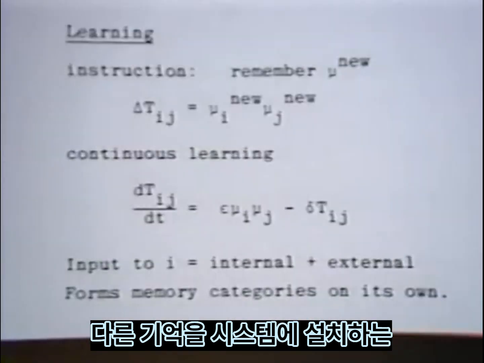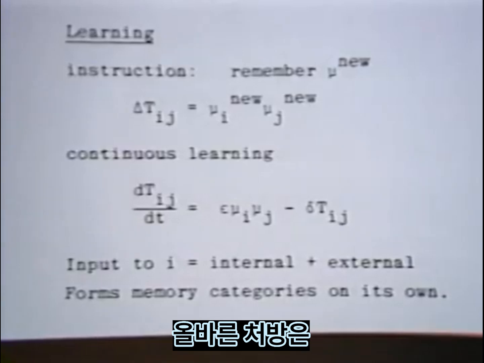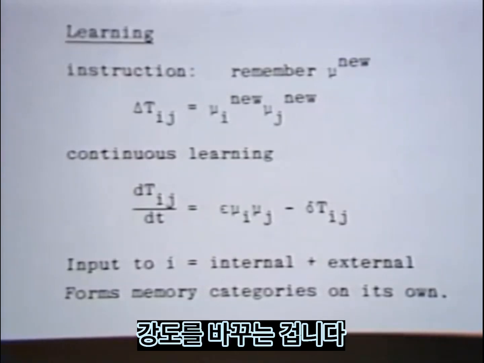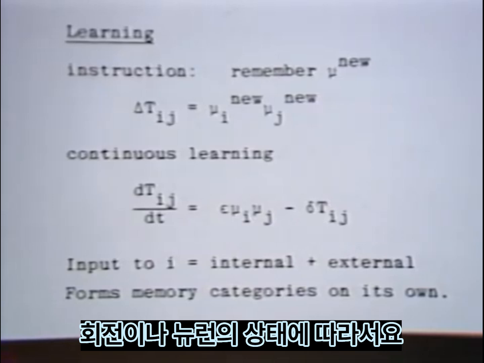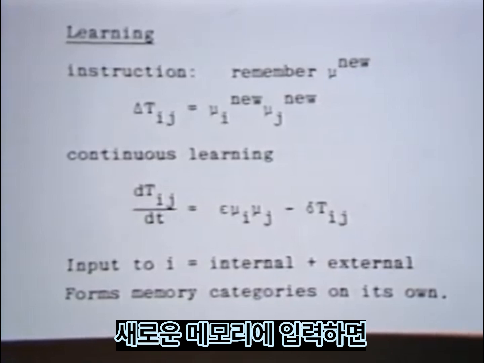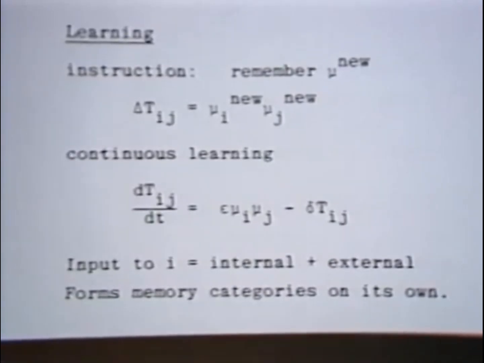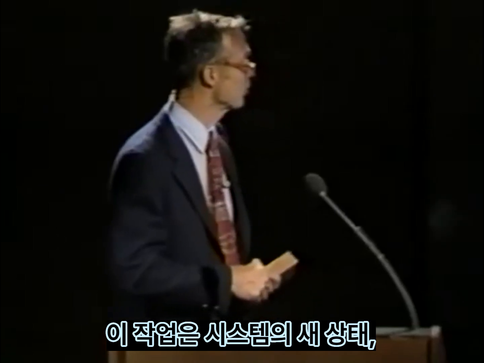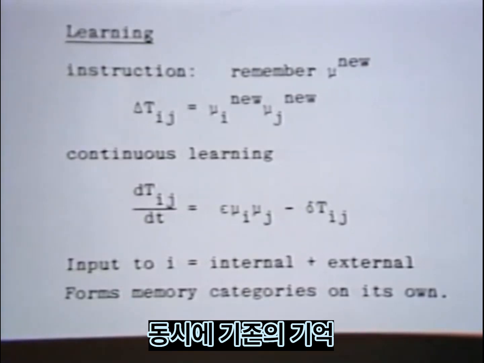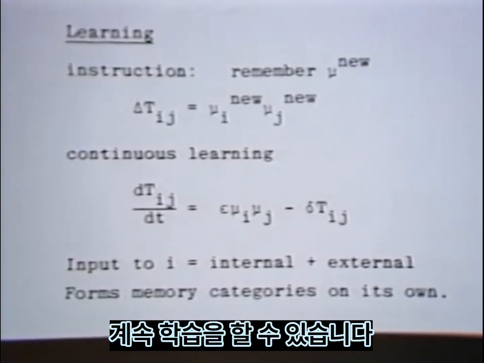The correct prescription for installing another memory into the system is to change the connection strength between neurons I and neurons J according to the value of the product of the spin or the state of neuron I and the state of neuron J in the new memory that you're putting in. So one simply increments Tij this way. This operation does a good job of making this new state a new stable state of the system and does not at the same time destroy the old memory states which were present.